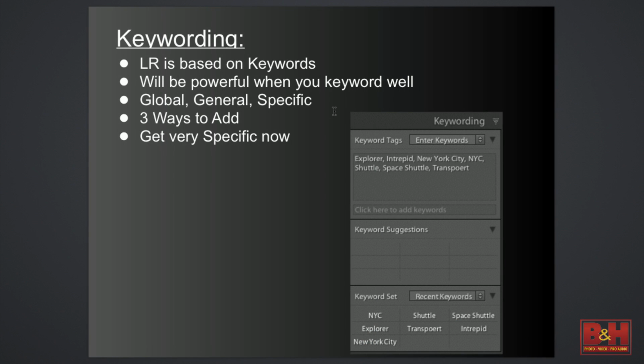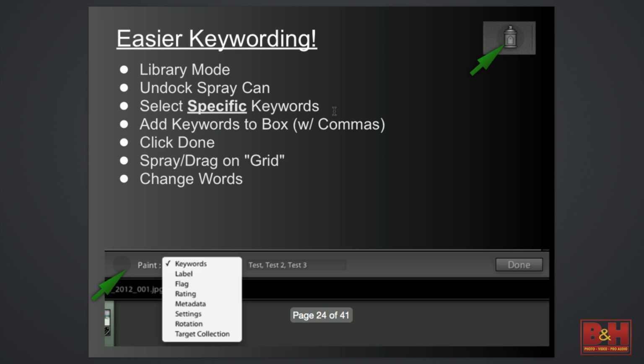There's a couple of different things down here. I really don't find I use these a whole lot: keyword suggestions or keyword sets. It populates stuff that you use a lot. So if you do weddings, you could put stuff in there like weddings, rings, bridegroom. I don't find that it's a useful feature. It's easier for me to use the next tool I'm going to show you guys.